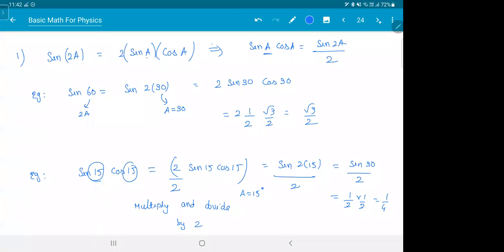Right? So what I did, I took A is equal to 15 and substituted here. So that became sine 30, whose value I know. So I'm converting the function into something which I know and then solving it. So sine 30 by 2. Sine 30 is half, and by 2. Makes sense what I did? So I was just rearranging the formula there.